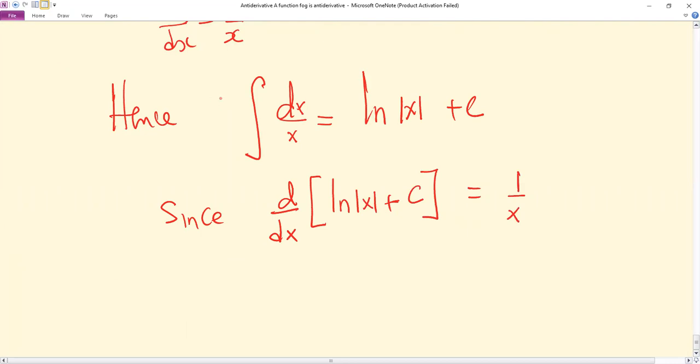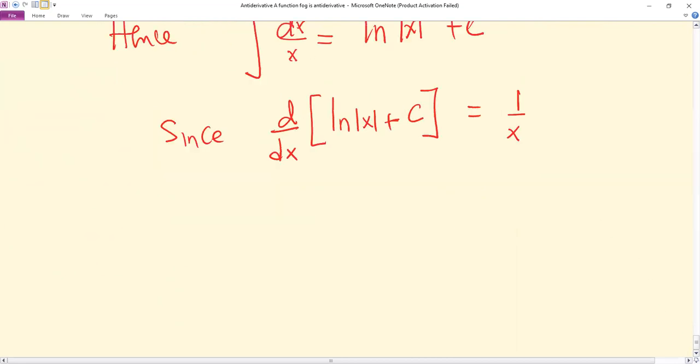And it is good manners to write ln with absolute value signs to insist that ln can only be defined for positive numbers. So therefore, the integral of dx over x is always ln of absolute x and then plus c if we are dealing with an indefinite integral.